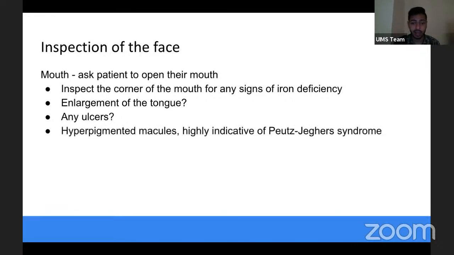Hyperpigmented macules, which I'll be sharing an image of in the next slide, are highly indicative of Peutz-Jeghers syndrome. Obviously, we know Peutz-Jeghers syndrome is a genetic disorder, particularly autosomal dominant, which results in the development of polyps in the gastrointestinal tract. So these are the 4 things that we're looking for around the mouth and in the mouth, which could be suggestive of gastrointestinal pathology.